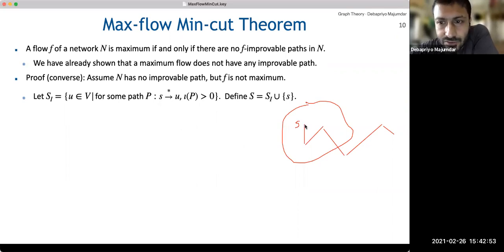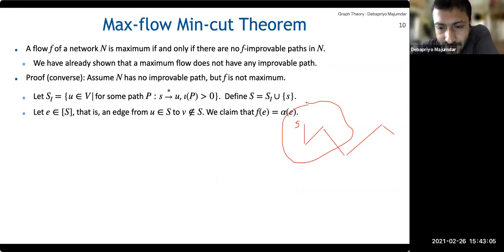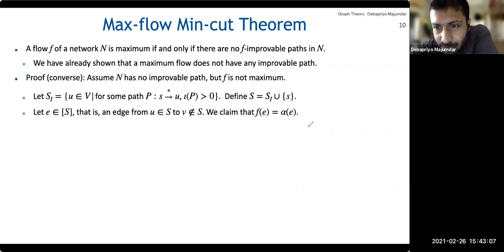Yeah, so this is the source. Now take some edge in the cut defined by S. That means from S, let me actually delete the annotation. Maybe I'll draw it better here. So this is my S. It contains the source.